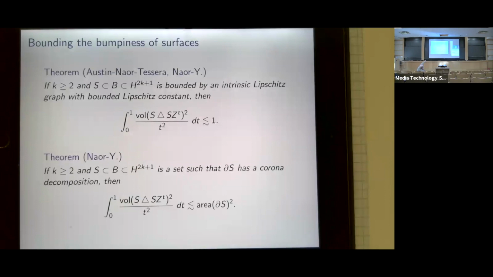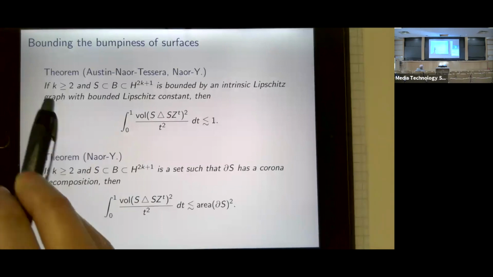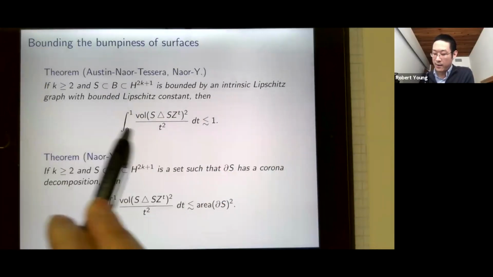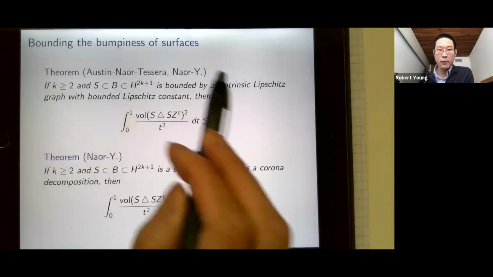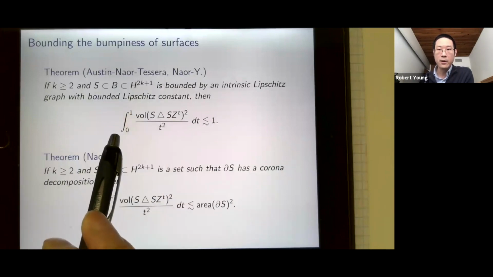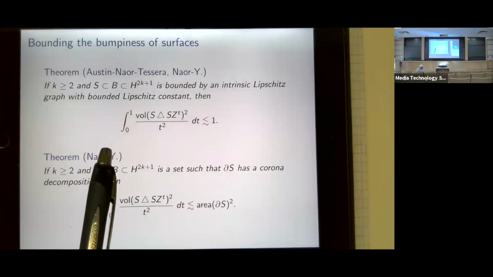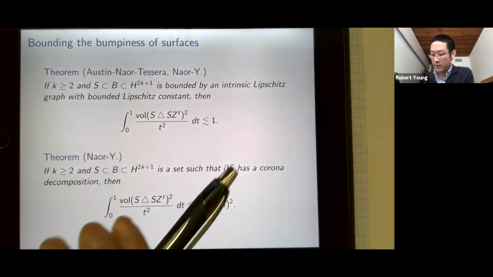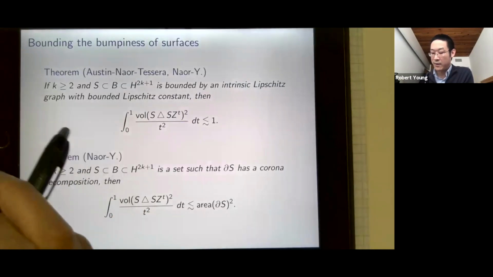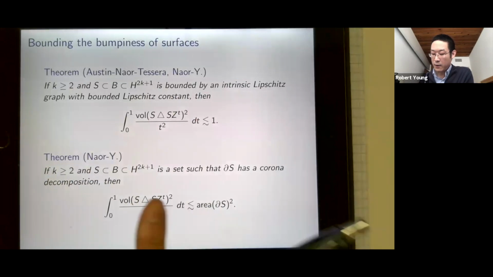So, are you implying that the first theorem actually does need k bigger than or equal to 2 already? Yeah. So this is actually the result that needs k bigger than or equal to 2. Okay, I understand. The decomposition is okay.